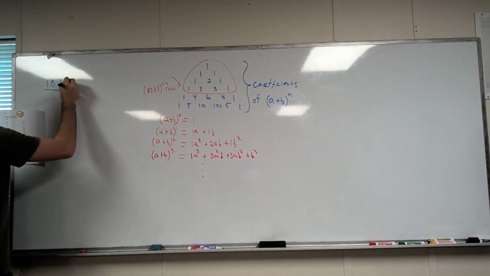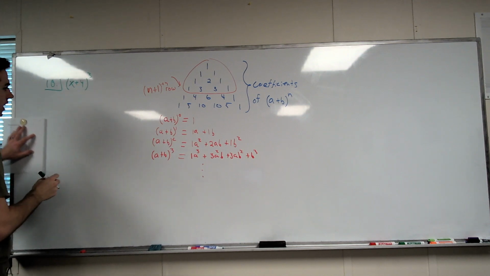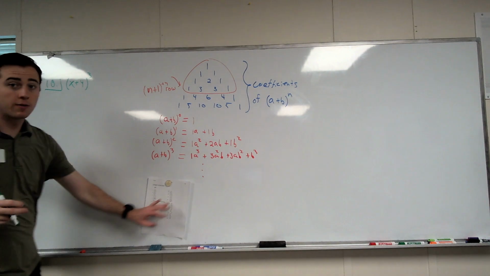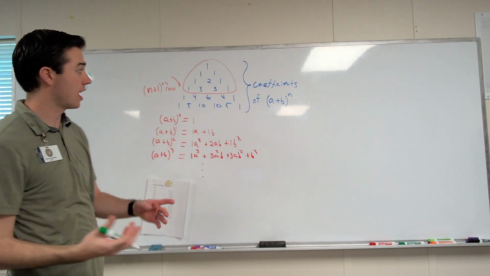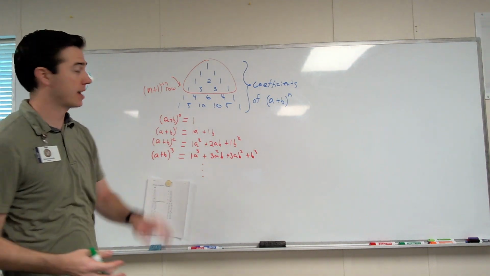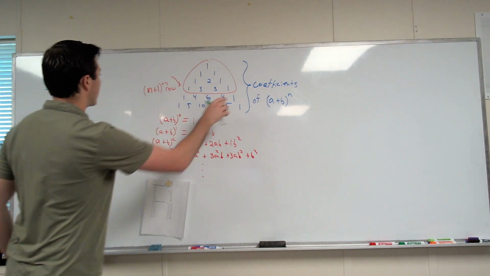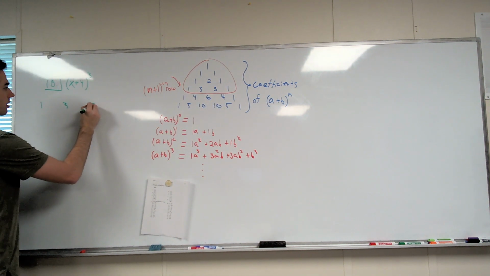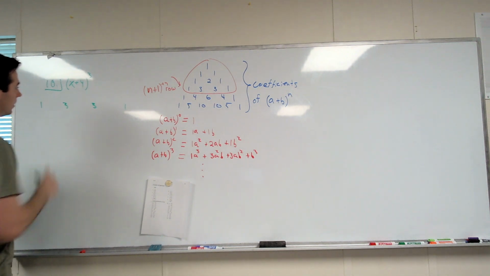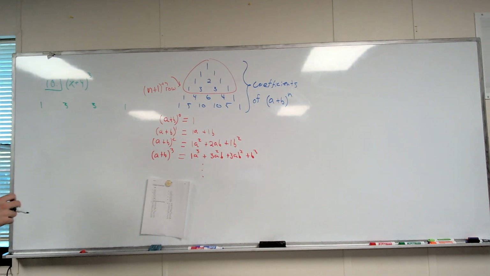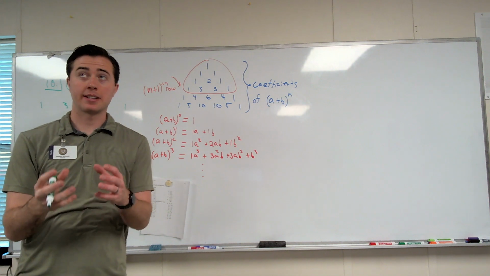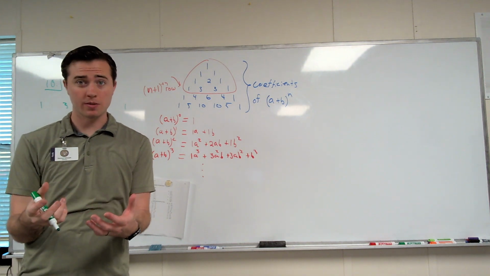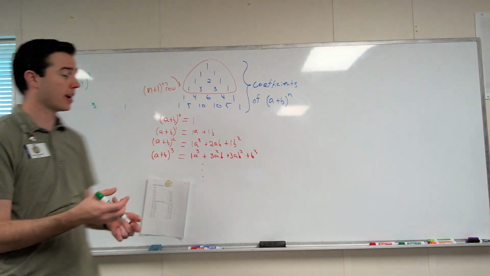It says x plus 4 cubed. So if I'm cubing, I know that I'm on the 4th row of Pascal's triangle. I'm right here. So my coefficients look like 1, 3, 3, 1. And then this is where it's not as obvious, but once you've seen it a few times, you can put these together really quick, okay?